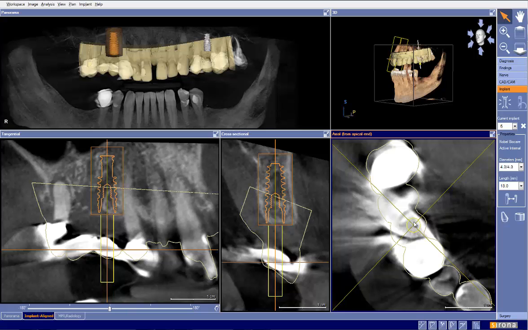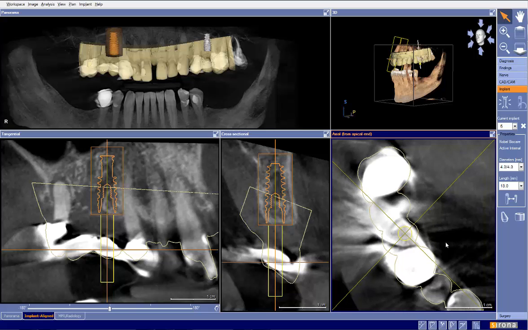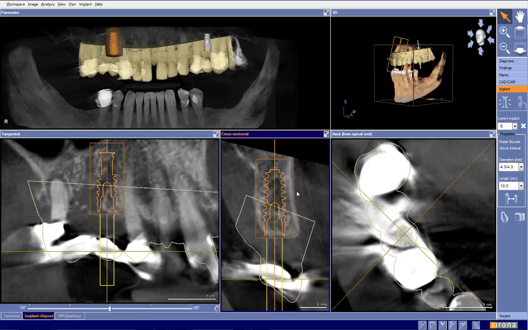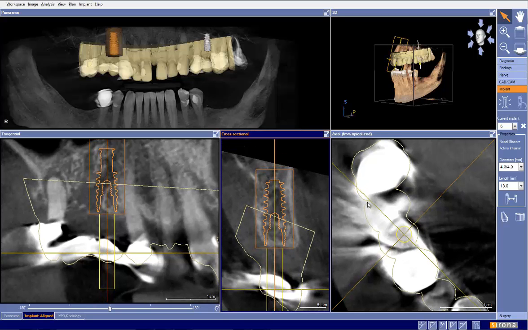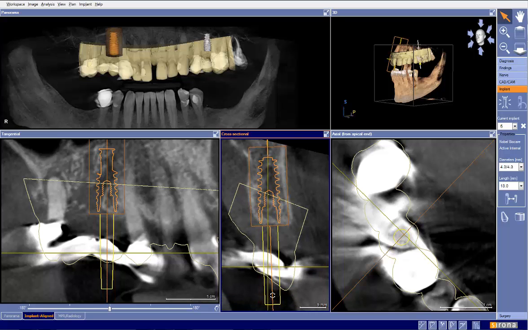So we have a tendency to plan this a little bit to the lingual. Now the negative in that is that when we go to make the final restoration, if we do a fixed bridge, then we have the potential for a little bit of unhygienic pontic. So this implant is planned extremely well, a little bit to the lingual as intended.